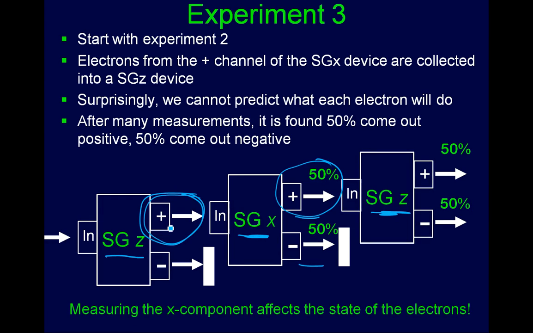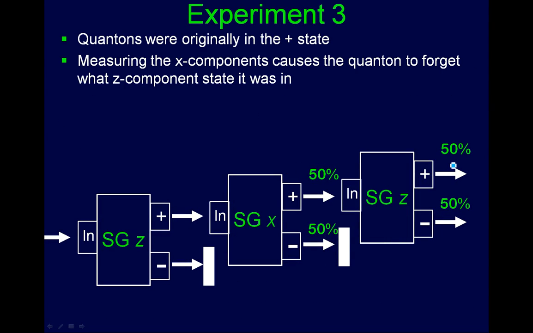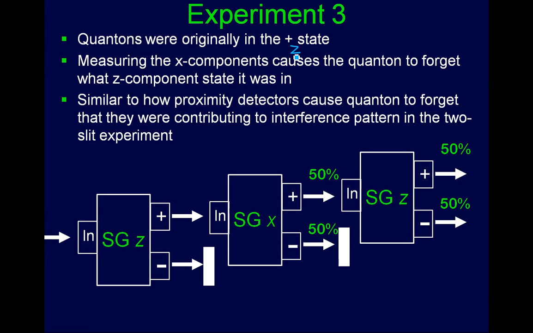And so it appears that measuring the X component affects the state of the electrons. These were originally aligned with the Z-axis, but after measuring the X-axis, they no longer come out that way 100% anymore. So quantons, originally in the positive Z state, just to be clear, when we measure the X component, the quanton forgets what Z component state it was in. This is similar to how the proximity detectors caused the quanton to forget that it was contributing to the interference pattern in the two-slit experiment. So it's a very similar idea.